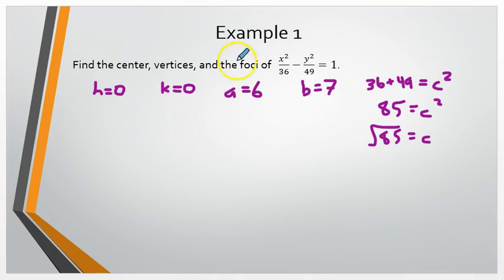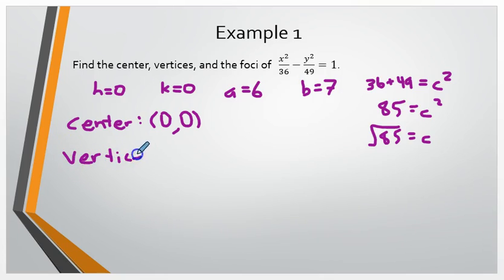Now that I know h, k, a, b, and c, I can go through and list all of the components they asked me for, starting with the center. This is the easiest one. It's always just the h and the k value. So in this case, my coordinate is (0, 0). Next, I'll go on to the vertices.